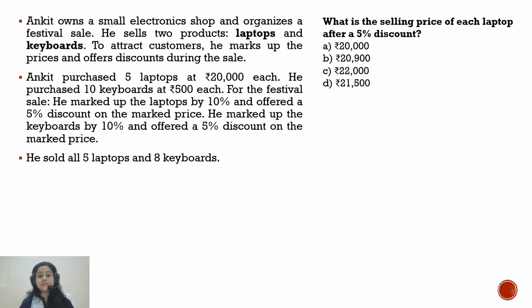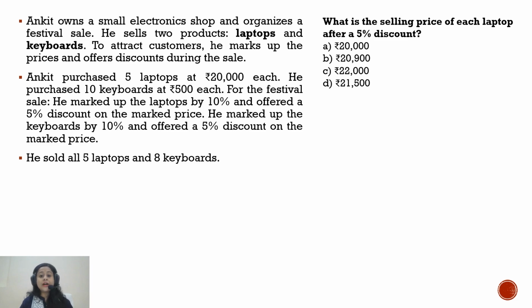So, it is about a single seller who is Ankit, right? It says that Ankit owns a small shop and organizes a festival sale. So he sells two products, laptops and keyboards. To attract customers, he marks up the prices and also offers discounts during the sale. So it is a kind of sale.